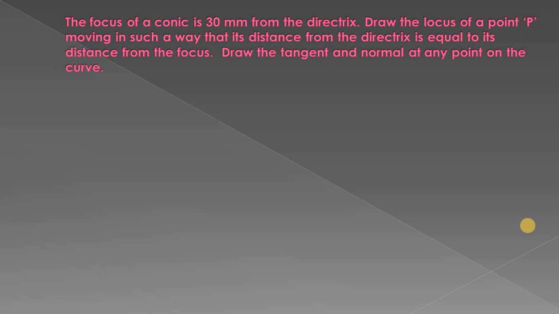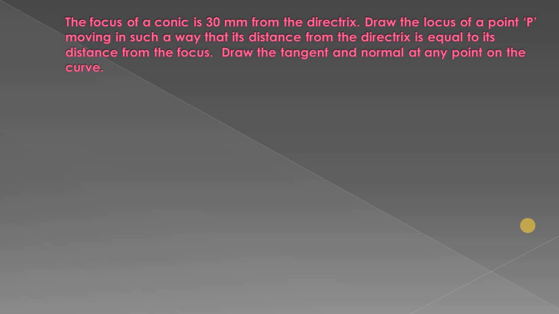Draw the locus of a point P moving in such a way that its distance from the directrix is equal to its distance from the focus. Here the moving point P moves such that the distance from the directrix is equal to the distance from the focus, which means eccentricity is equal to 1. The focus is 30 mm from the directrix, so the vertex V will be placed 15 mm from the focus. Then only it is divided equally. So let us go to the problem.